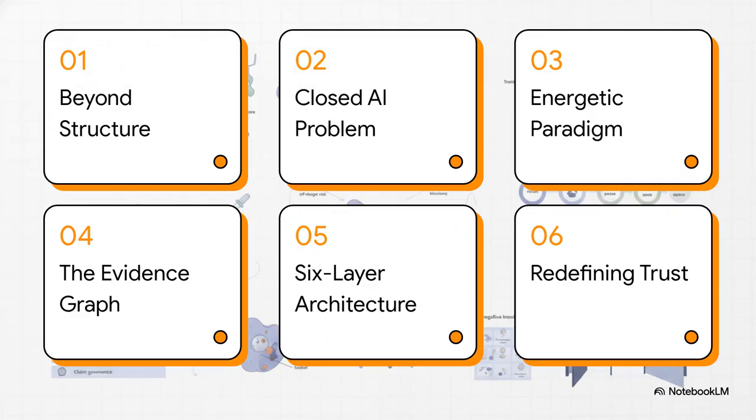Here's a quick roadmap for us today. We'll start by moving beyond structure prediction, then we'll tackle the closed AI problem, introduce the energetic paradigm, build out the evidence graph, break down the 6-layer architecture, and finally, look at how we redefine scientific trust.